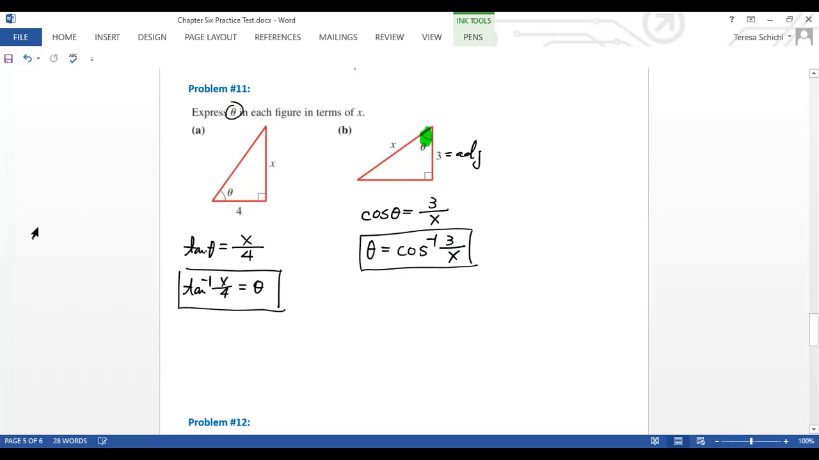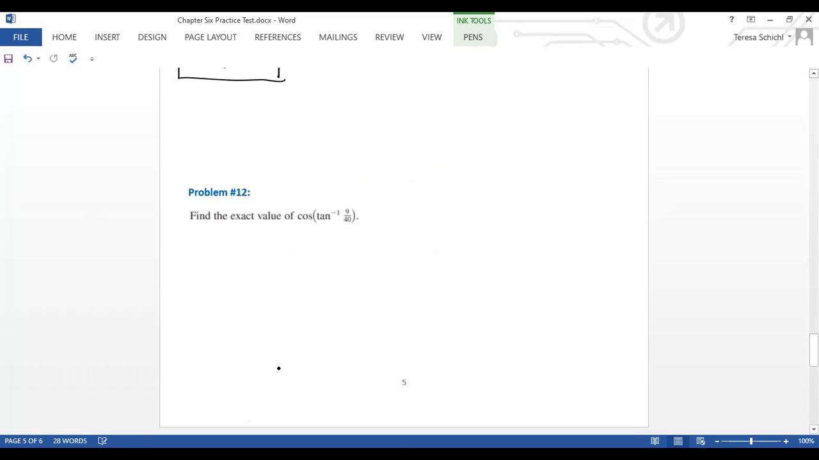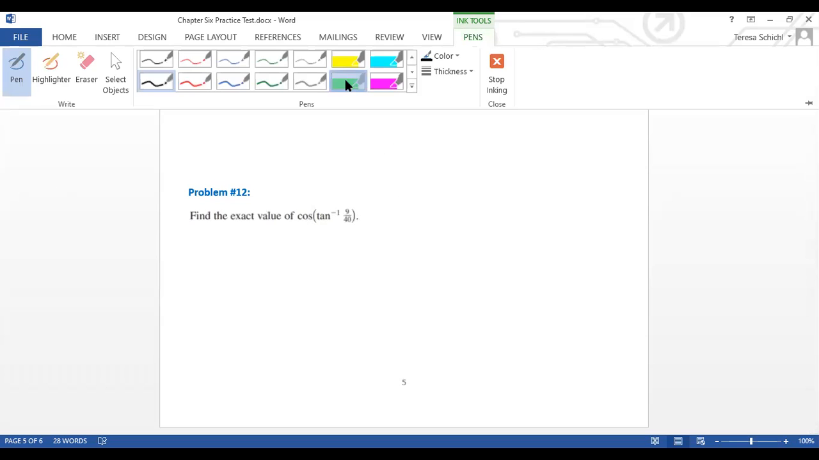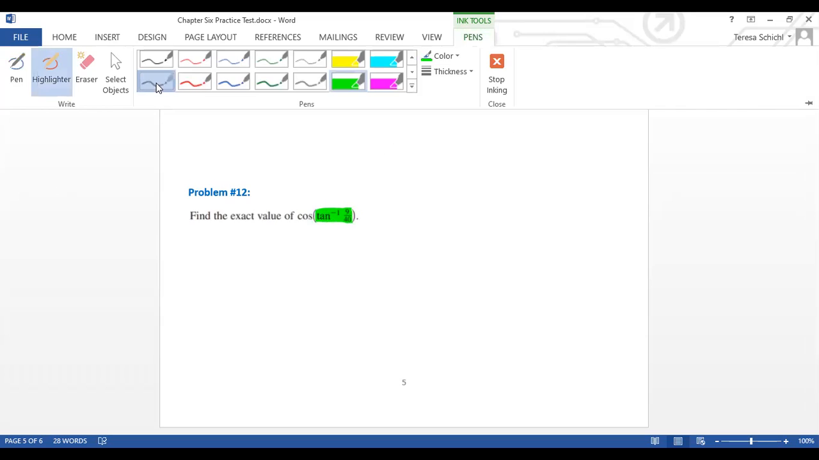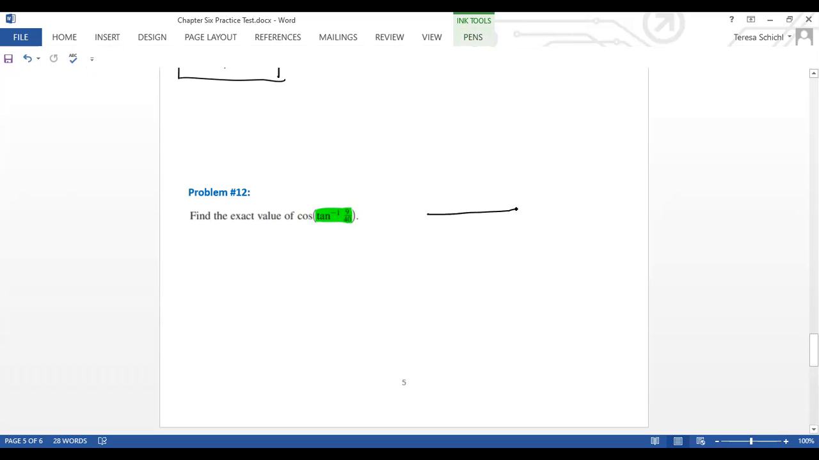All right, now number 12, let's take a look. We want to find the exact value of this number, cosine of arctangent 9 over 40 here. All right, so the first thing is we need to take care of this one, arctangent 9 over 40. That means what do we need to do here? First, let's draw a triangle here, right? So mark the angle. So I mark here, this is my theta.